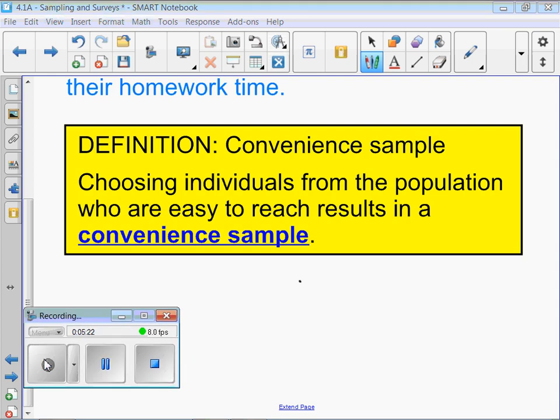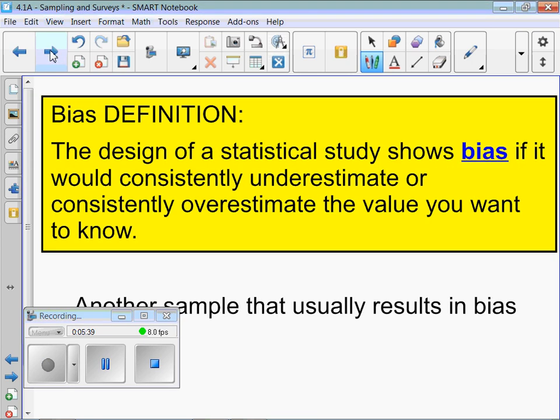So when you're explaining the problem with a design of a study, you would say this is a convenience sample, and then you say if it leads to an overestimate or an underestimate. So this might lead to an overestimate of students, how many hours they study or whatever. All right, and either way, this is all called bias. It can create bias. So what is bias?